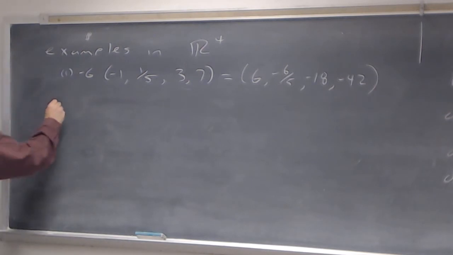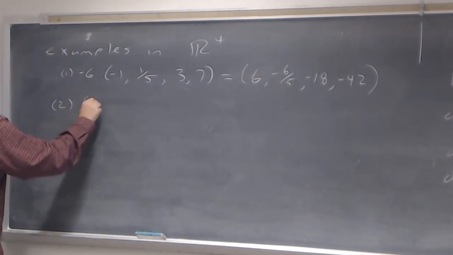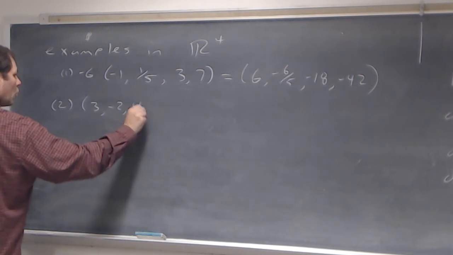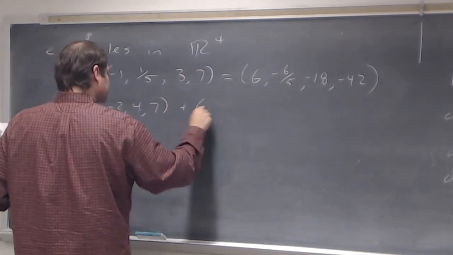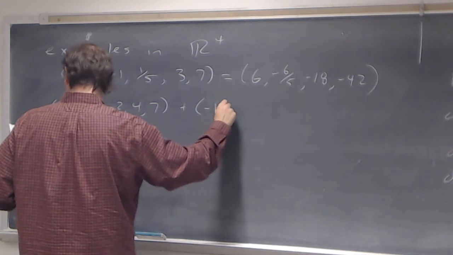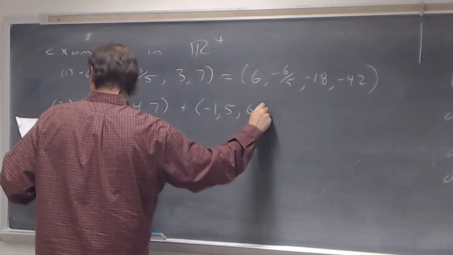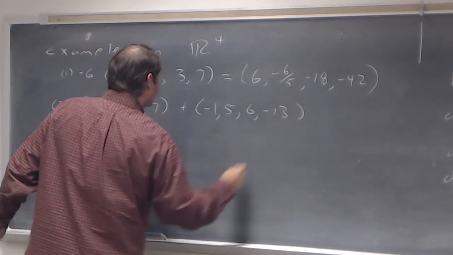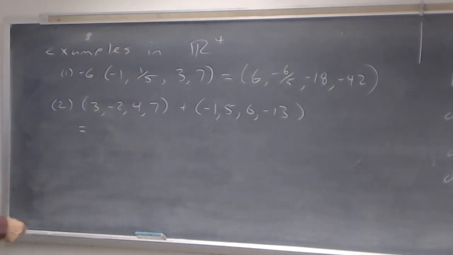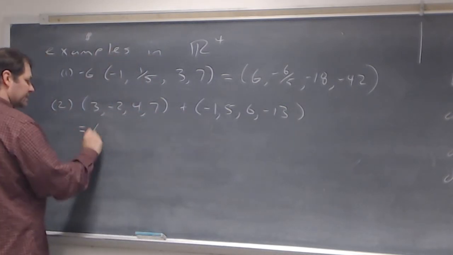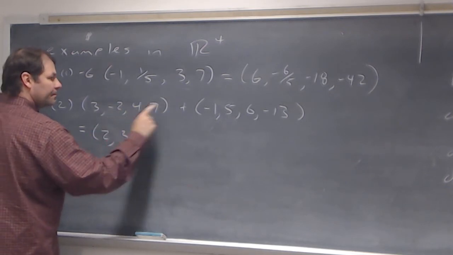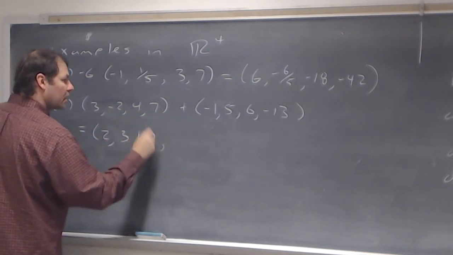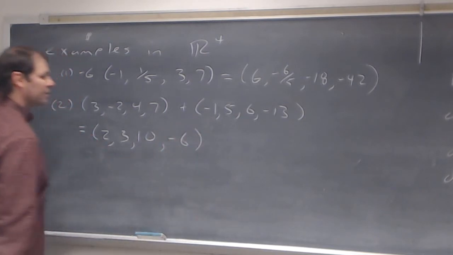For the second example, if we had 3, minus 2, 4, and 7, that is an object in R4, plus another object in R4, minus 1, 5, 6, minus 13, then for the answer, when we add these, we add each coordinate together. So 3 plus minus 1 is 2, that's 3, that's 10, and finally that's minus 6 would be the answer.